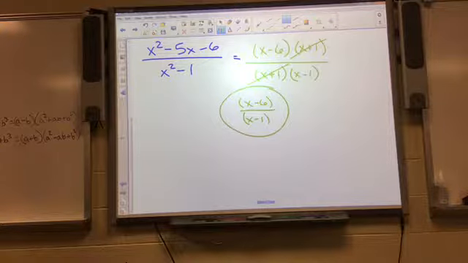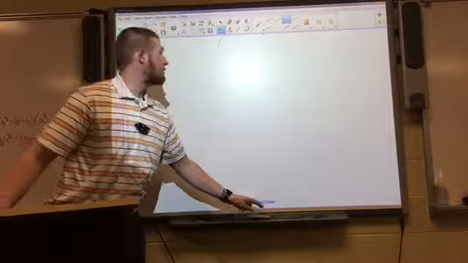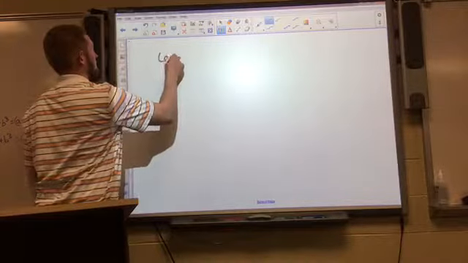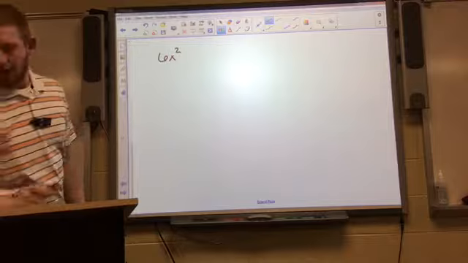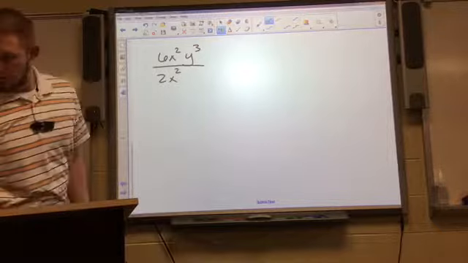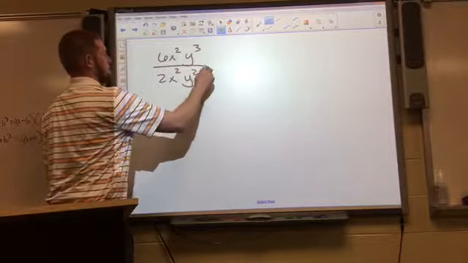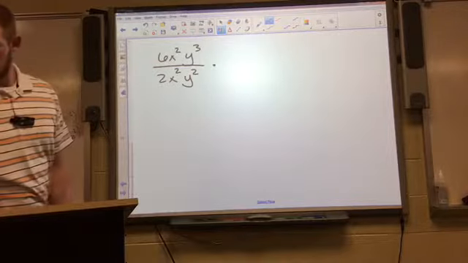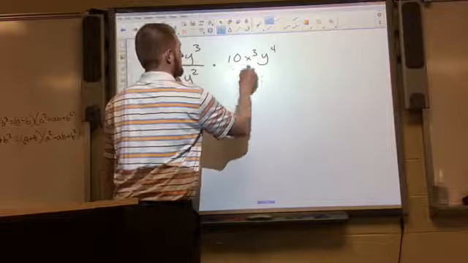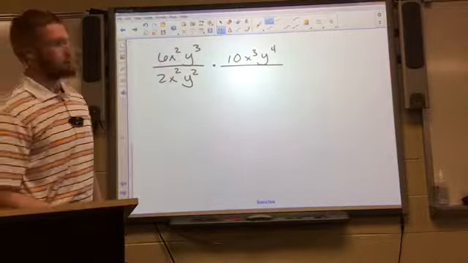Now, taking a look at example 2. Okay, it's progressively going to get a little bit more challenging as we go through these. Example 2, I'm not going to do the one you have in your book. I'll do a different one. I have 6x squared y cubed over 2x squared y squared, times 10x cubed y to the fourth, divided by 18y squared.